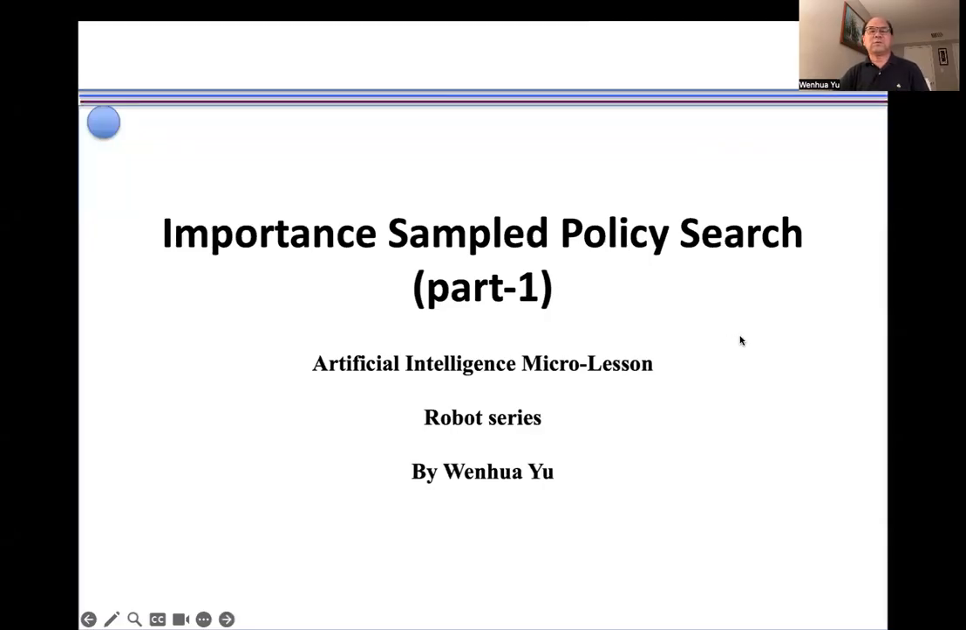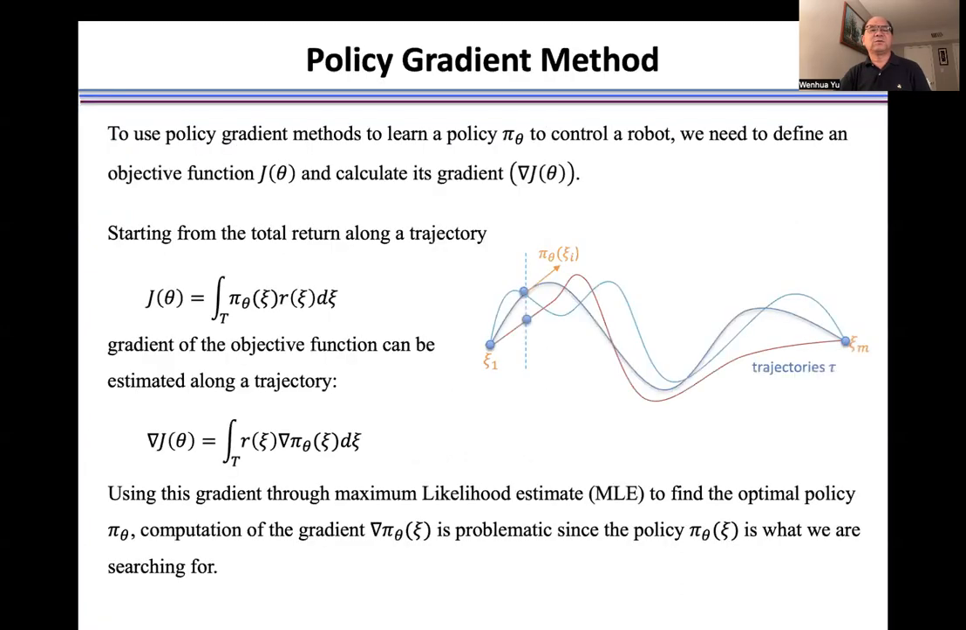Now I introduce importance sampling for policy search. This is part one. To use the policy gradient method to learn a policy to control a robot, we need to first define an objective function and then calculate its gradient.